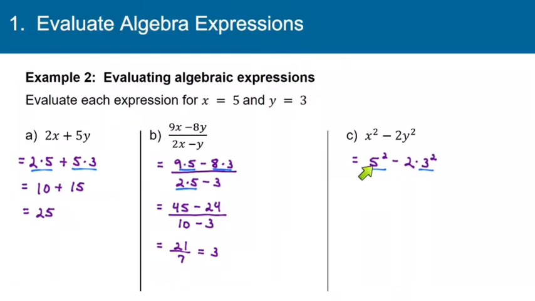5 squared is 5 times 5, that's 25. 3 squared is 3 times 3, that's 9. So we have 25 minus 2 times 9. Now we'll need to do the multiplication. 2 times 9 is 18. And so now we have 25 minus 18, which is 7.